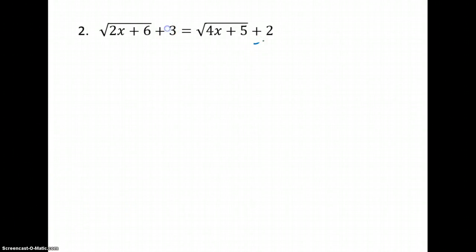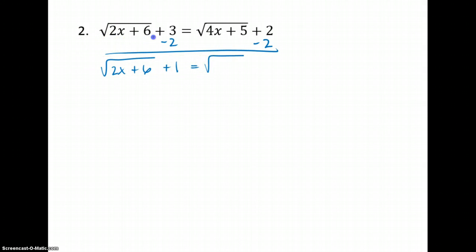Okay, so I'm going to start by subtracting 2. And so I get the square root of 2x plus 6 plus 1 equals 4x plus 5. So I couldn't completely get rid of both of those, but 1 is better than 2 numbers out there. So now I start by squaring both sides.